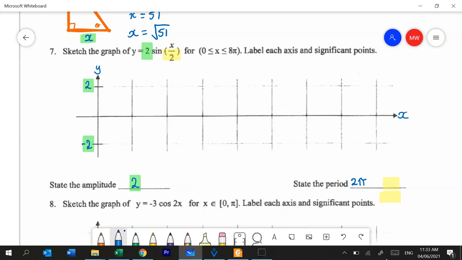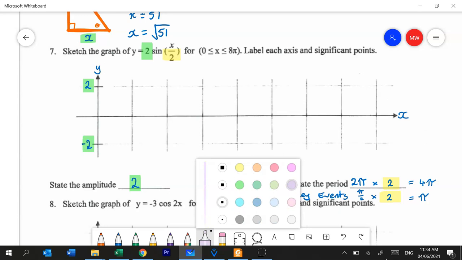Now it tells me up here to divide by 2, so instead I'm going to times by 2. Similarly, each of my key events, of which there are 4, if you divide 2 pi evenly into 4 parts, you'll get pi on 2 for each of those events. And I have to multiply that by 2 as well. Okay. Now, that means that the period is now 4 pi long, and it means that each key event happens at pi.